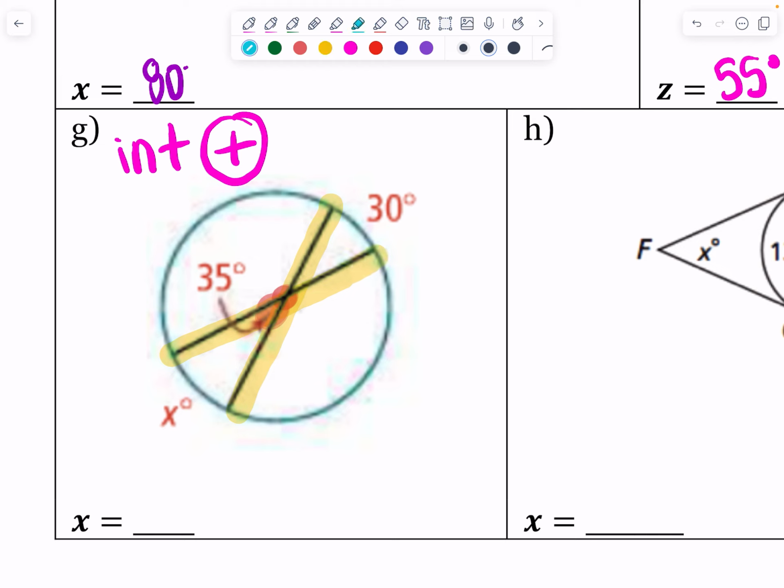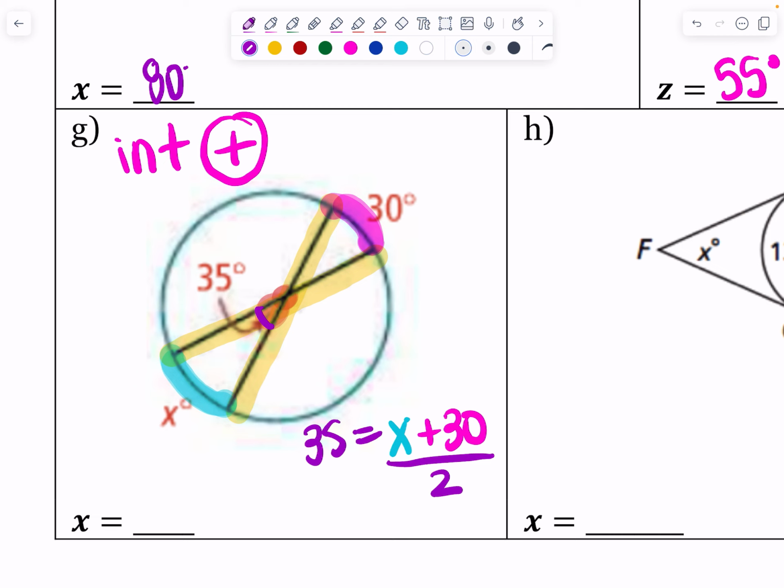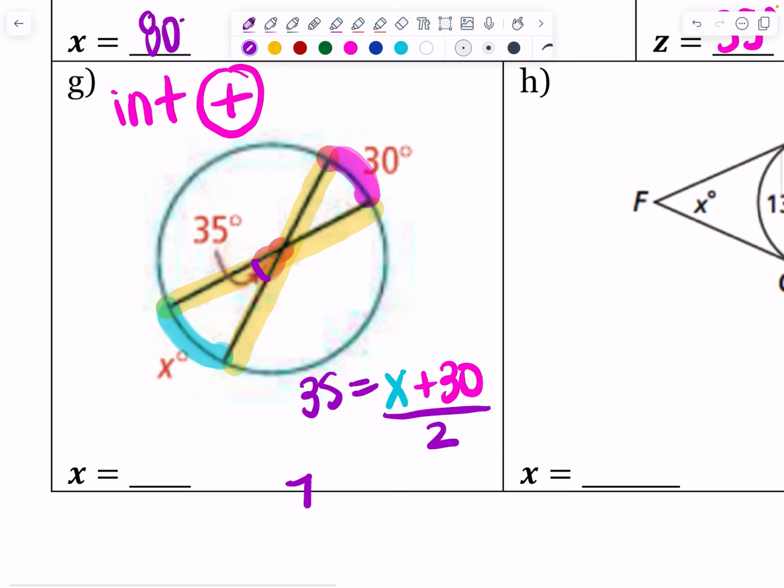And what are my intercepted arcs? We have x and we have the 30. So I can take that angle right here, this 35 degree, and it is going to be equal to blue plus pink, so blue plus, because they cross on the inside, divided by 2. Okay, so I'm looking for the measure of an arc. So I'm going to multiply by 2 on both sides. I get 70 equals x plus 30. How do I get x by itself? I'm going to subtract 30 from both sides, which makes this a 45 degree.